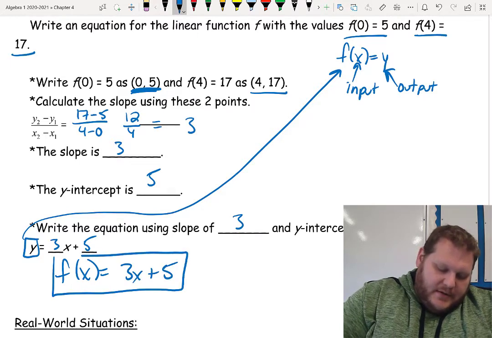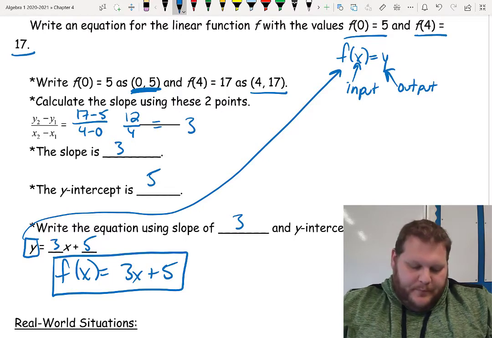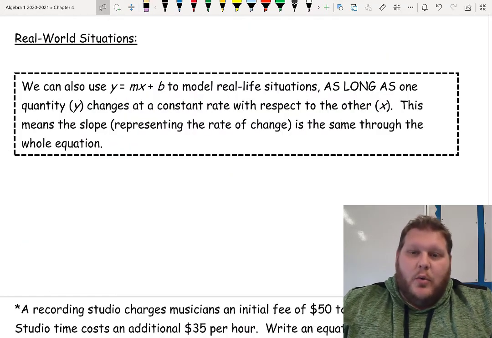And that would be my final answer for that one. Okay, on to our real world situations, so our word problems, basically.